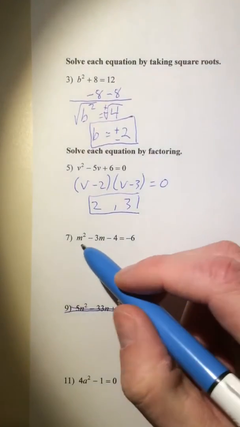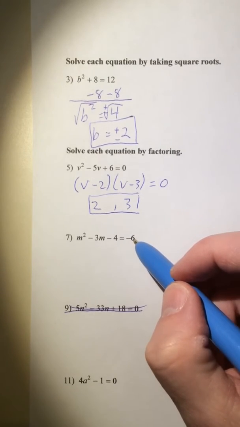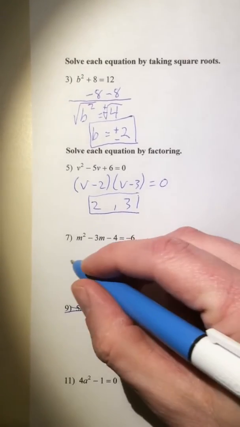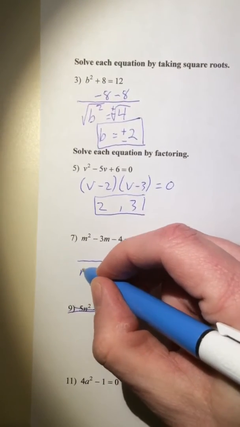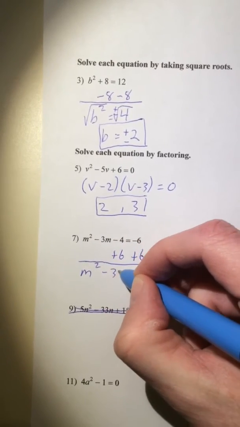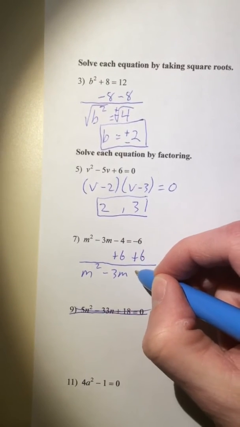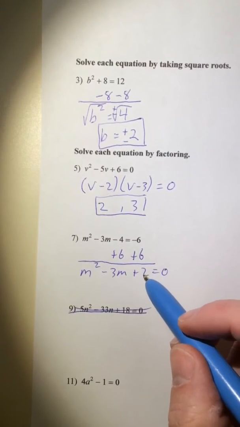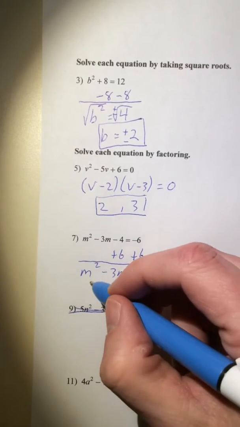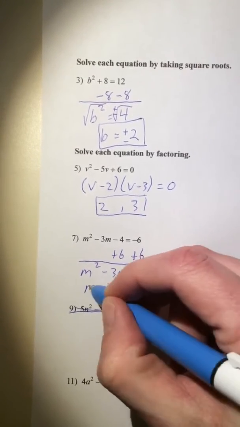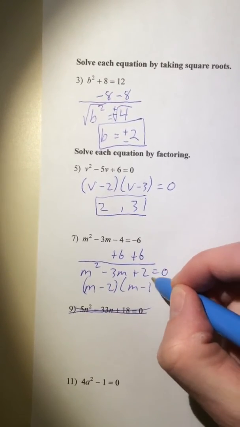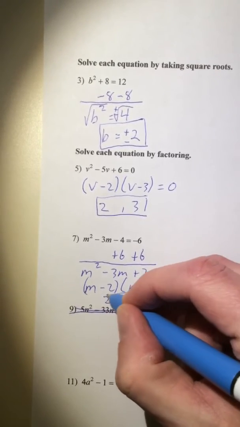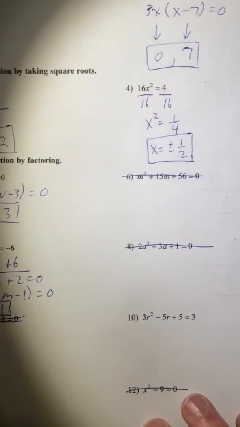And down here, same kind of thing, only it's not set equal to 0 yet, so we're going to make sure that it is set equal to 0. We'll add 6 to both sides. So we end up with m squared minus 3m plus 2 equals 0. And we do the two-part question: what two numbers multiply to make positive 2 and add to make negative 3? That's m minus 2 and m minus 1. And the answers are obviously 2 and 1. Nice and easy.